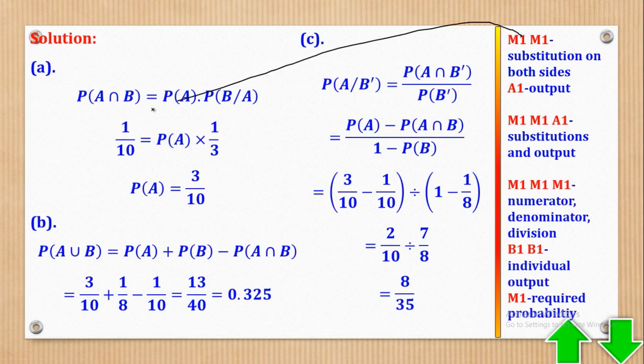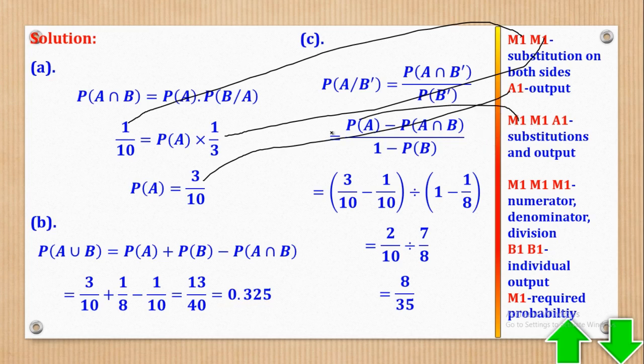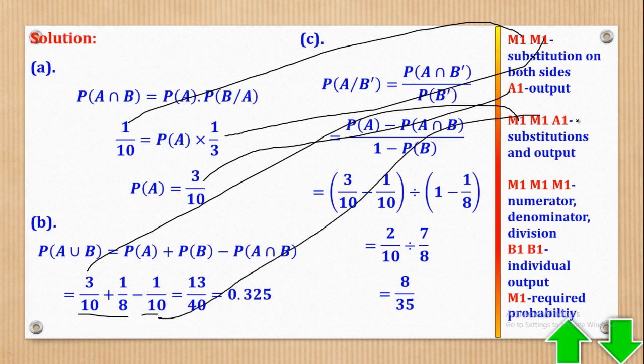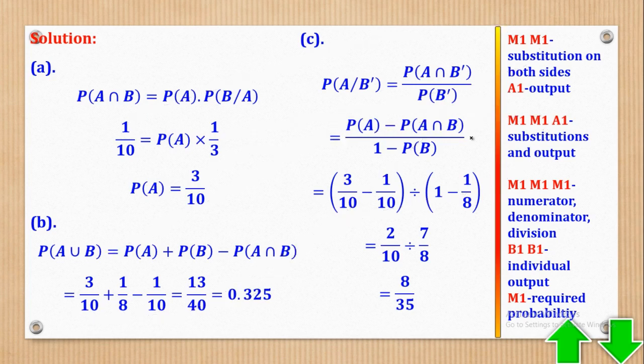So M1 for substitution, this substitution and this substitution, then A1 for the output. Then here M1 for substitution and output. So M1 for this substitution here, and this one for this substitution here, and this for the output. That was part A and B. Now we shall go to part C.